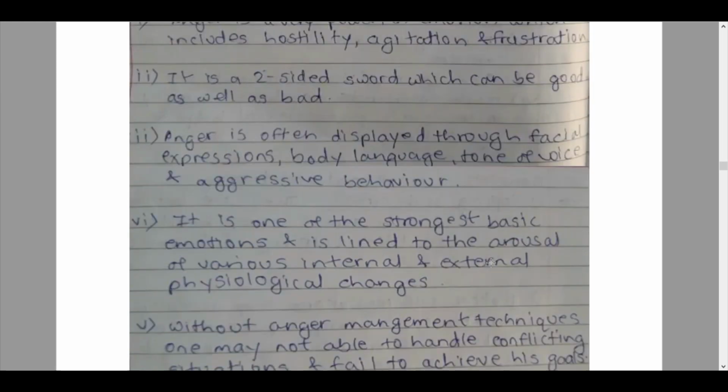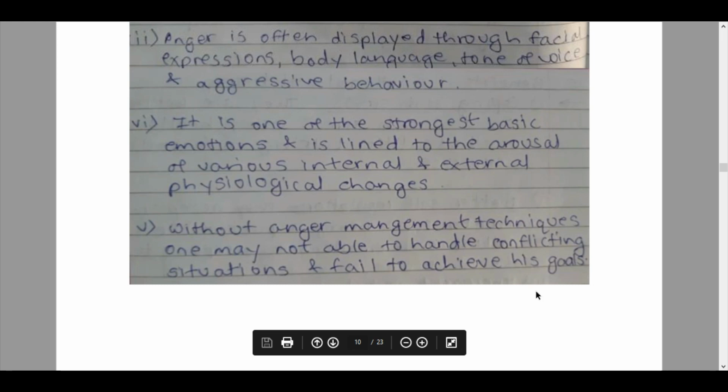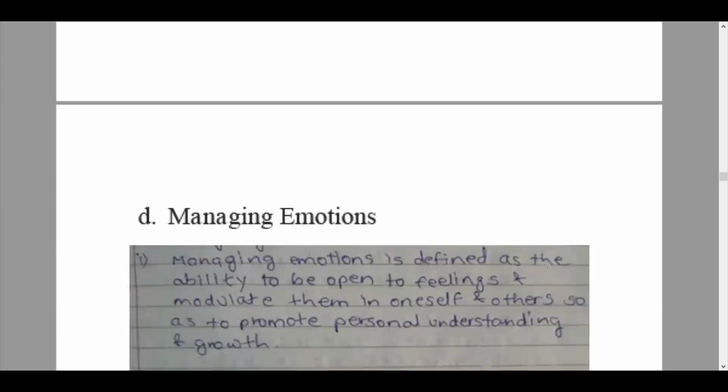It is one of the strongest basic emotions and is linked to the arousal of various internal and external physiological changes. Without anger management techniques, one may not be able to handle conflicting situations and fail to achieve his or her goals. So that was our anger, a powerful emotion.